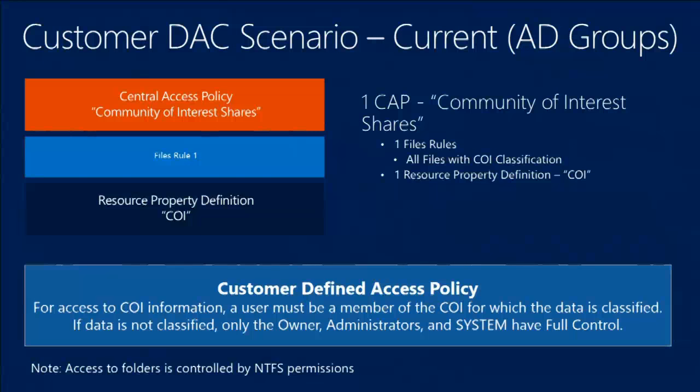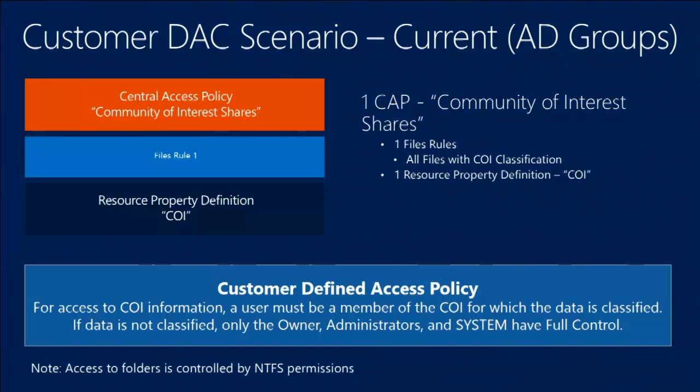So the customer scenario has one central access policy, and you see there on the top left, it consists of one file rule, which uses one resource property called COI. So we kept the solution very simple, as much as we could. At the bottom, you see the customer-defined access policy, which is what the customer told us the data had to be protected in this way. So for access to COI information, the user must be a member of the COI for which the data is labeled.